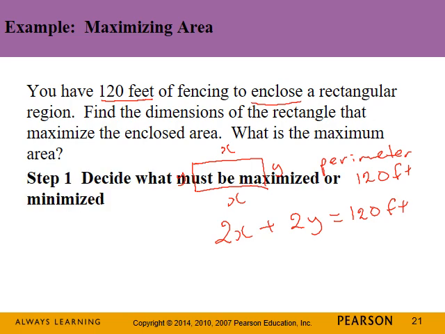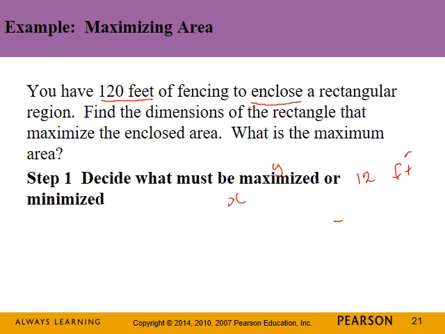So first, we have to decide what we have to maximize. Let me erase some of this. First, we have to decide what has to be maximized, and it blatantly says it in the problem. It says, what is the maximum area? So obviously, we are maximizing the area. It says it right here. And then it says maximum area, so that's what you're maximizing.